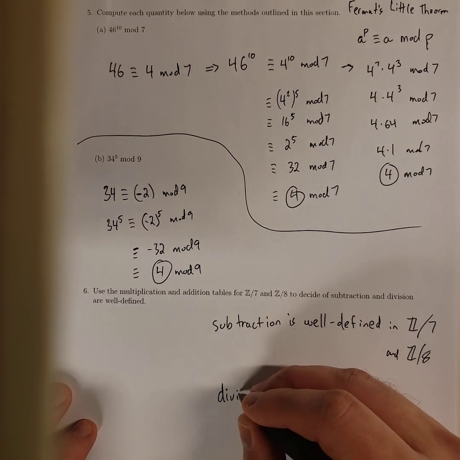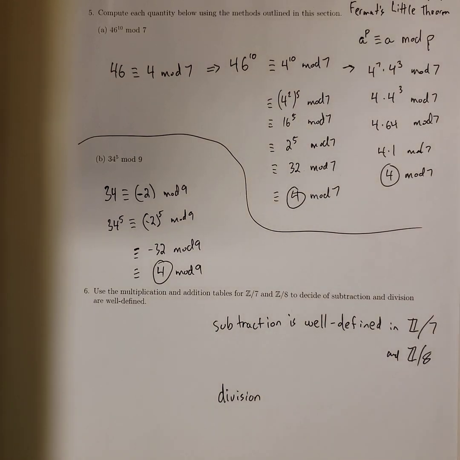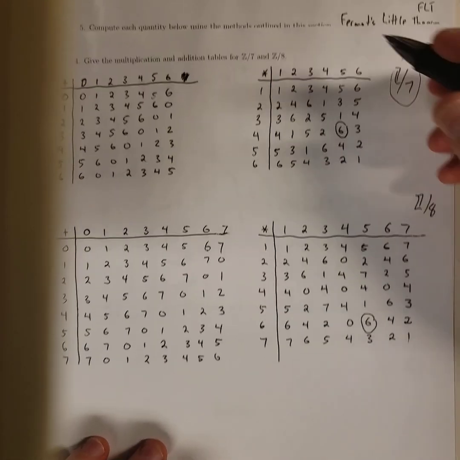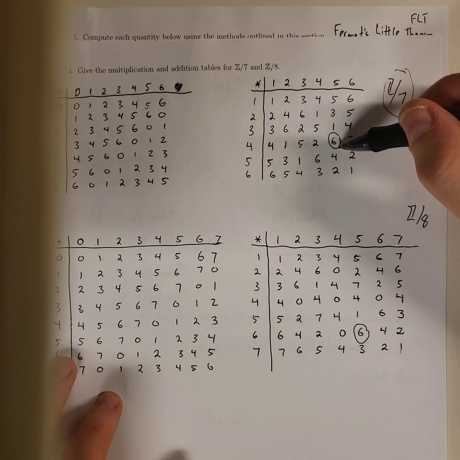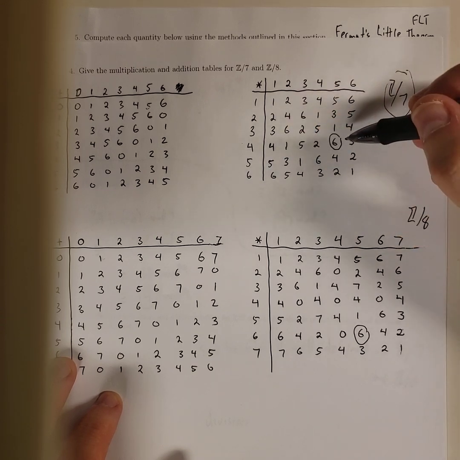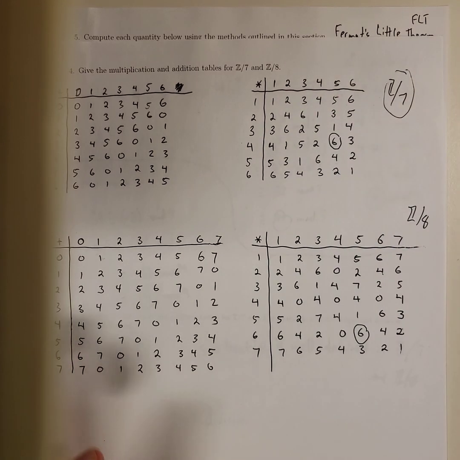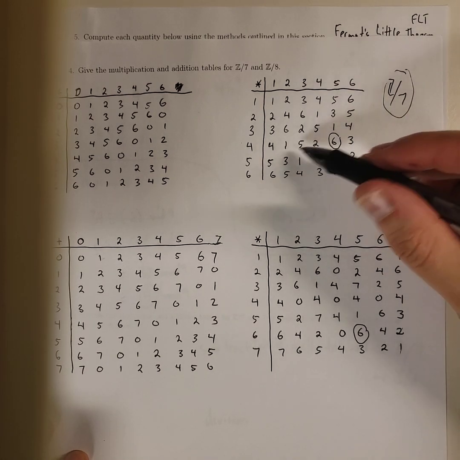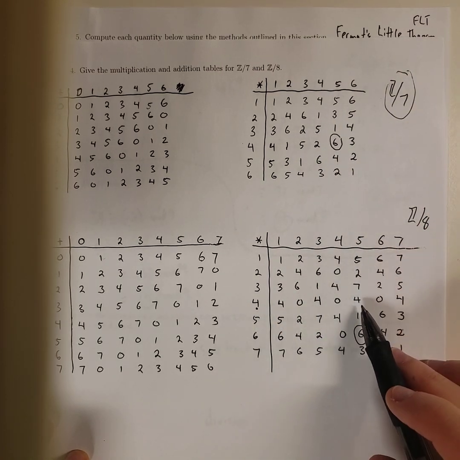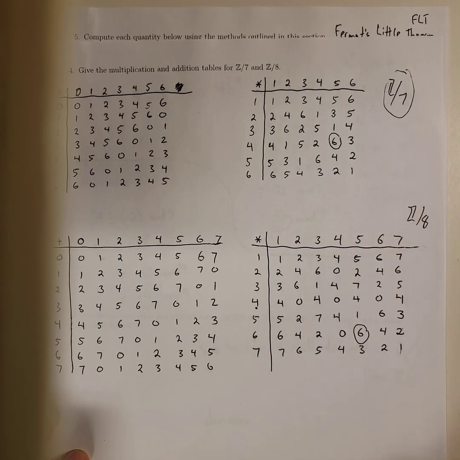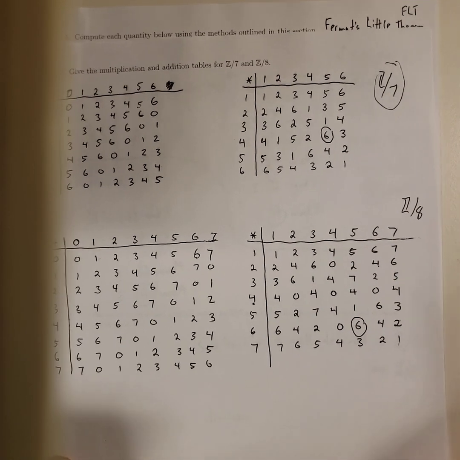But division, if I want to take these numbers and divide, I could say, since 4 times 5 is 6, I could say 6 divided by 5 would be 4. 6 divided by 4 would be 5. So I can define division there without any problem. But if there's multiples like we have here, like 4 times 5 is 4, but 4 times 3 is also 4, then if I want to divide 4 by 4, it could be either of those. It could be any of 1, 3, 5, or 7. So that's not well defined.